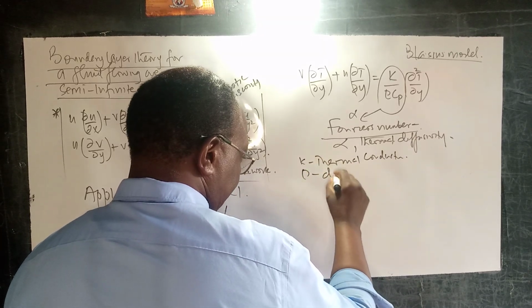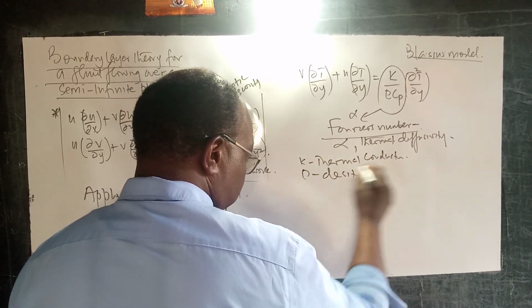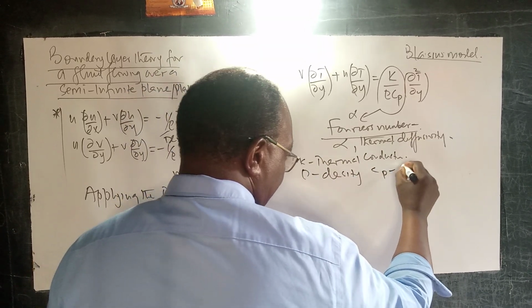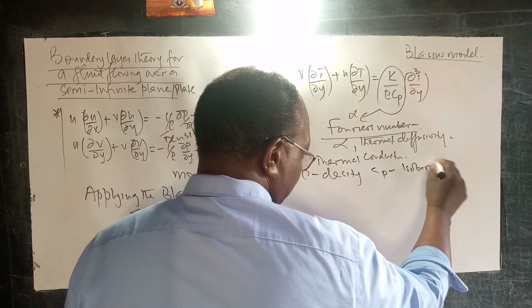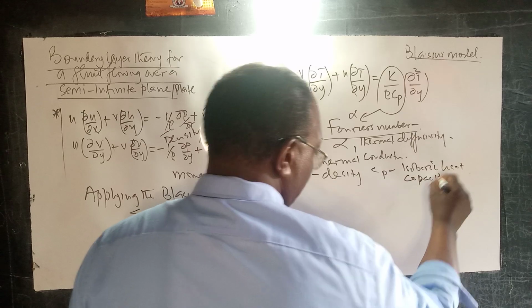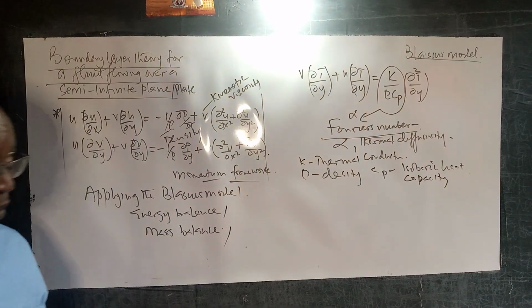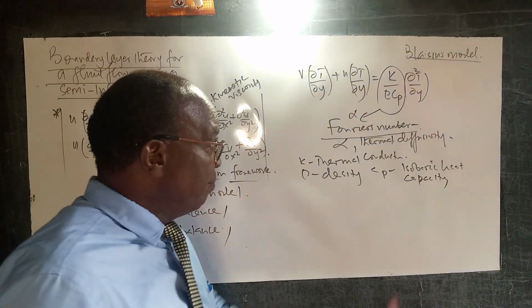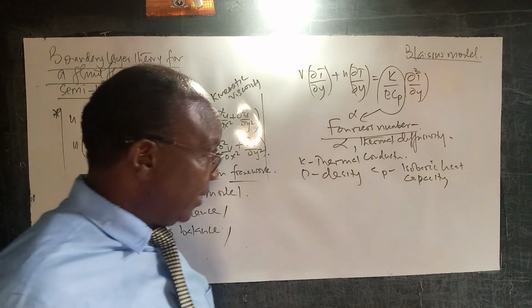In this expression, k is the thermal conductivity, rho of course is the density, and Cp is the isobaric heat capacity. Don't forget that. Very important for us to note that.